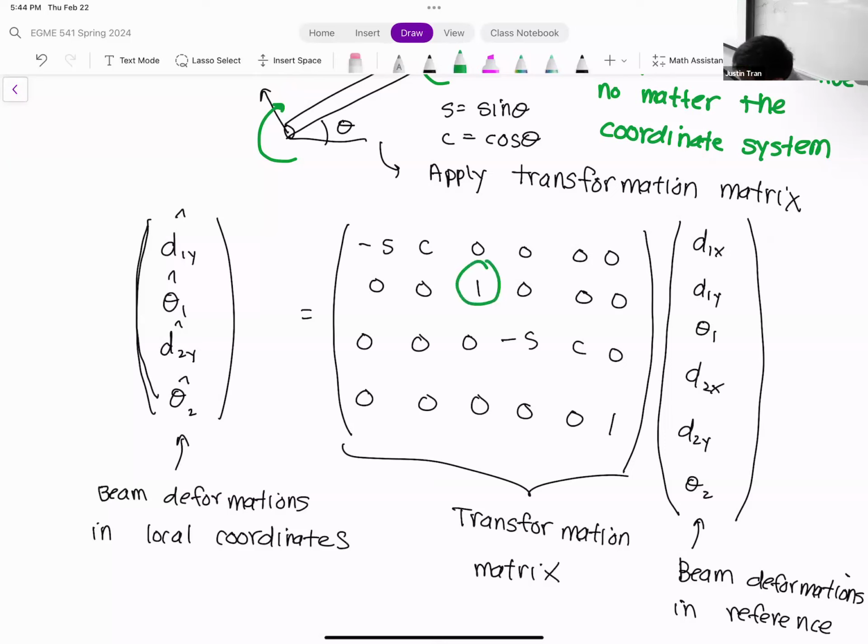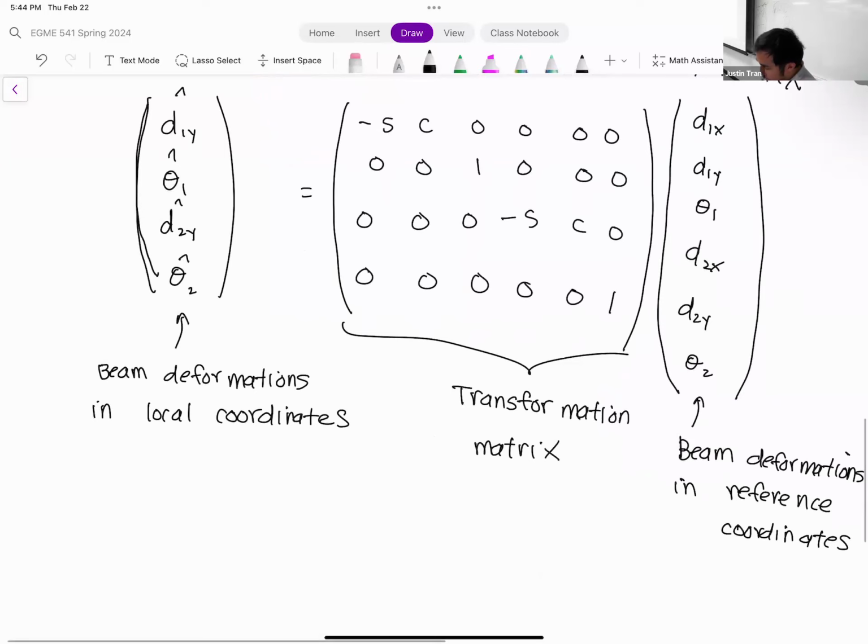And this one right here, that one right there is for the rotations, right? So remember, the rotations don't need to be transformed. They don't need to be multiplied by sine or cosine of the angle. So we can just translate that over. Since this is the transformation matrix, I'll call it just T.